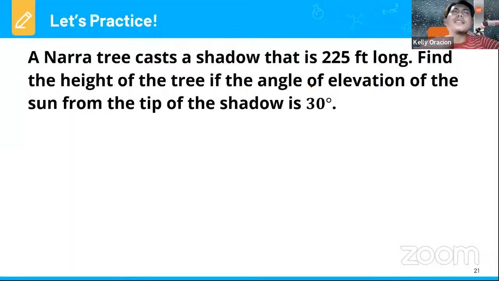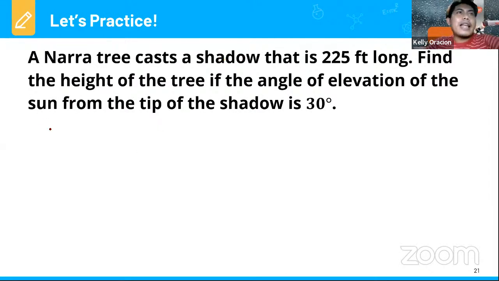So much for this. Okay, diretso na tayo. One of the real life example here, ito. A Nara tree cast a shadow that is 225 feet long. Find the height of the tree if the angle of elevation of the sun from the tip of the shadow is 30 degrees. So let me draw.